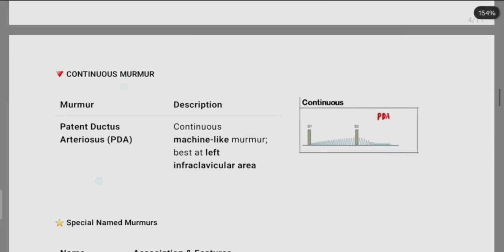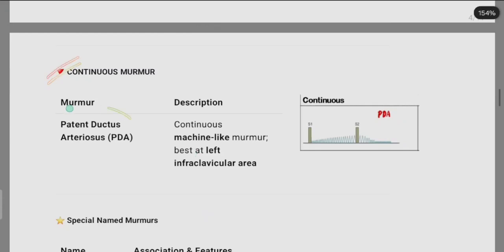Now how to remember continuous murmur? Continuous murmur you will remember as PDA, public display of affection. If you are really truly in love with someone, you're not going to show your love in bits and pieces. It's going to be continuous. With that we'll remember continuous murmur is PDA, but we also know the concept. It is from the aorta to pulmonary artery, and we know the pressure will always be high in aorta. That is why it is continuous. So continuous machine-like murmur, which is again best at the left infraclavicular area.